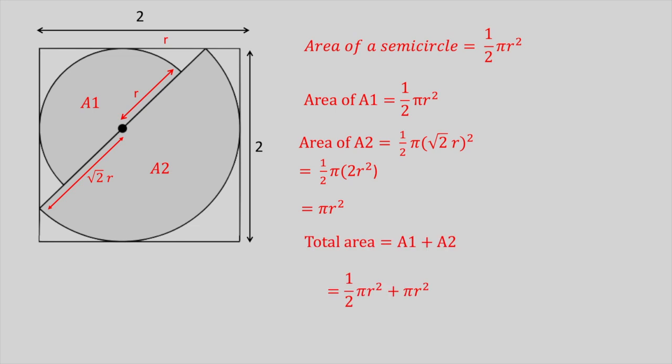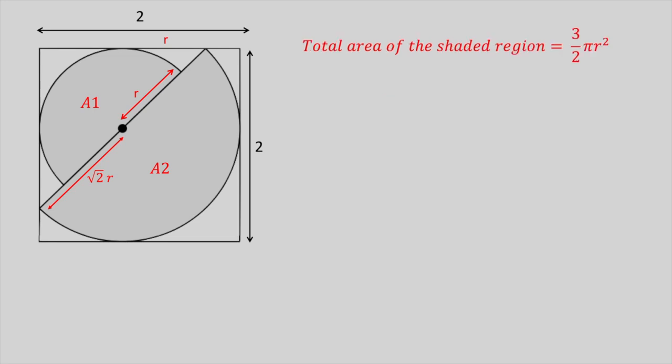And now we can generate a formula for the whole area of the shaded region by taking the area of the smaller semicircle plus the area of the larger semicircle. So we get a half pi r squared plus pi r squared, which is 3 over 2 pi r squared. And now all we need to do is substitute our value of r into this equation. So the total area of the shaded region is 3 over 2 pi r squared. We know that r is minus 2 plus 2 root 2. So we can just substitute r into that formula.